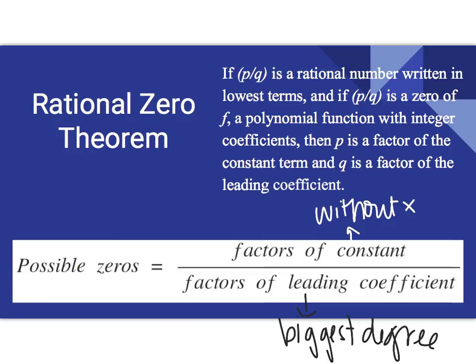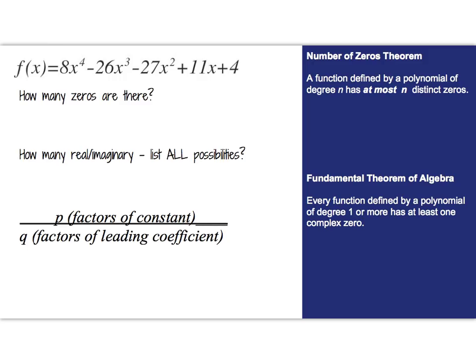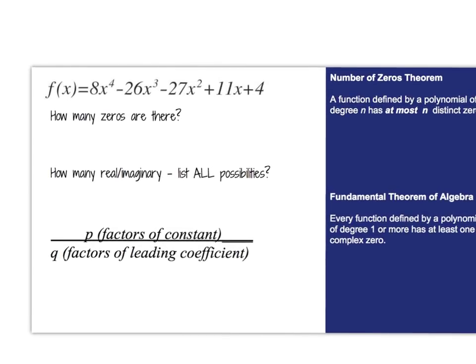The possible real zeros. Maybe we should say that. But it's the possible real zeros. So, all this mess to apply to a problem, because this doesn't make sense if you just read it, but let's look at a problem and see what happens. So, we have 8x to the fourth minus 26x to the third minus 27x to the second plus 11x plus 4. So, got a couple questions.